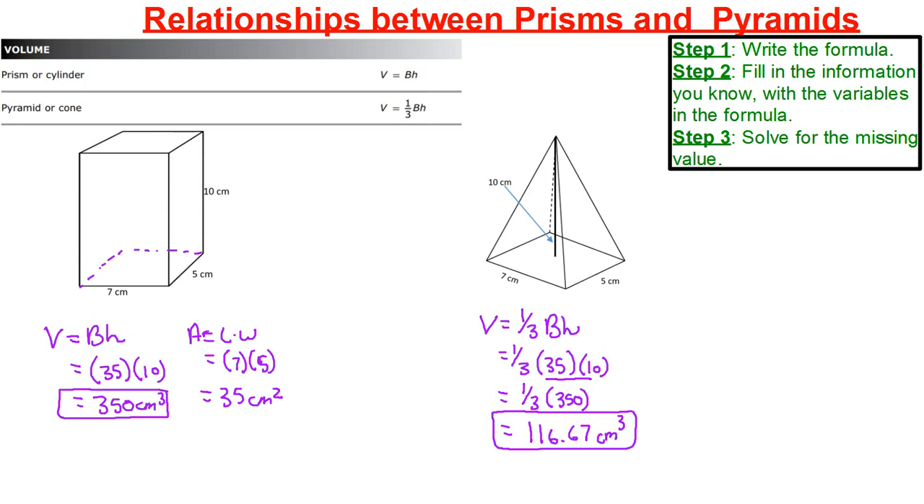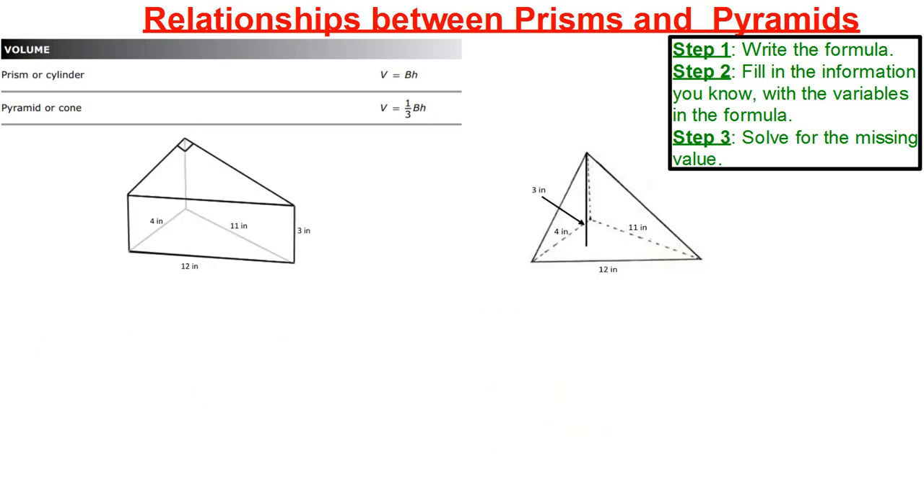Now, let's take a look at a triangular prism and a triangular pyramid. As you can see, our bases are still the same. This is a right triangle, so my height will be here, and my base of the triangle will be here, but the overall height of the prism is actually here. That's 3. So volume is equal to base times height. Our area is going to be the area of a triangle, which is half the base times the height. So we have half of our base, which in this case is 4, and our height is 11.